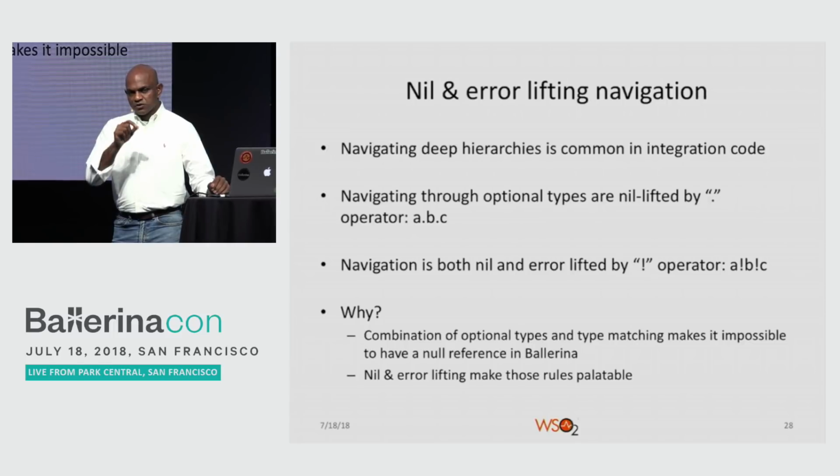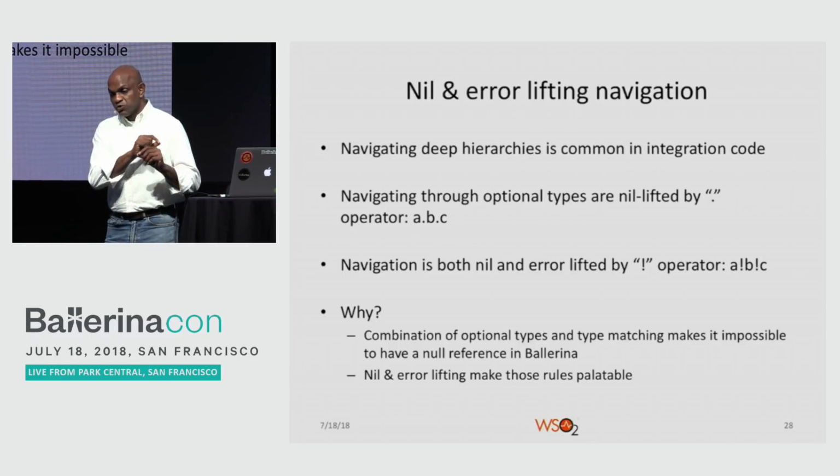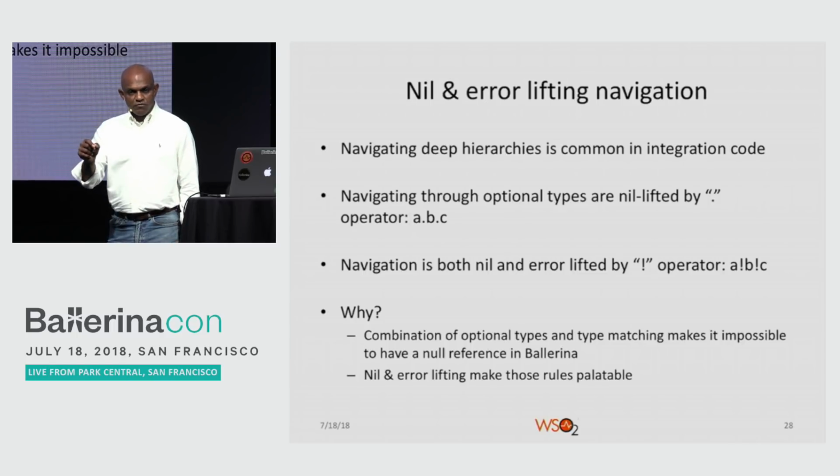So if you have deep structures, like a.b.c, it's very annoying, because now you have to keep checking, because we don't allow you to have a null pointer. You have to check, is that value there? If it's an optional value, is it there or not? So nil lifting is a way of saying, when you do a.b.c, we automatically check that for you, and if it is not there, we'll just handle that case for you.